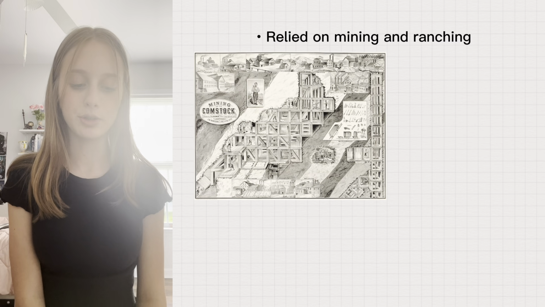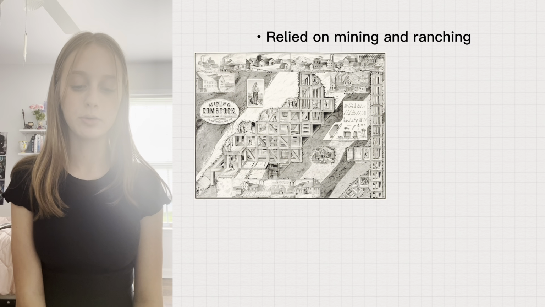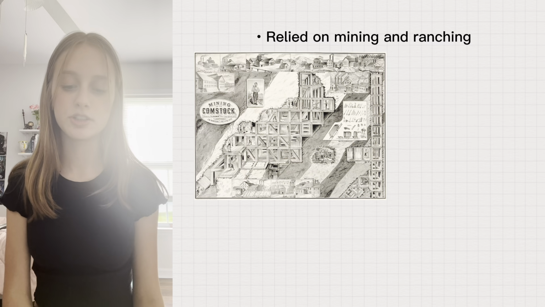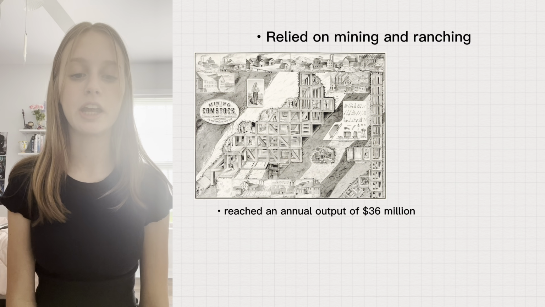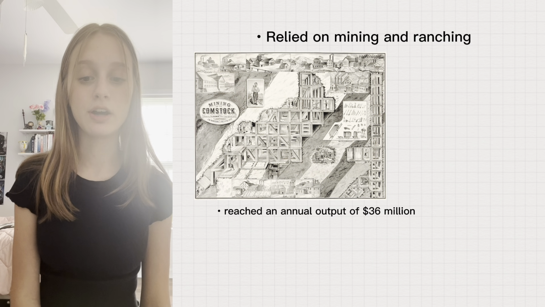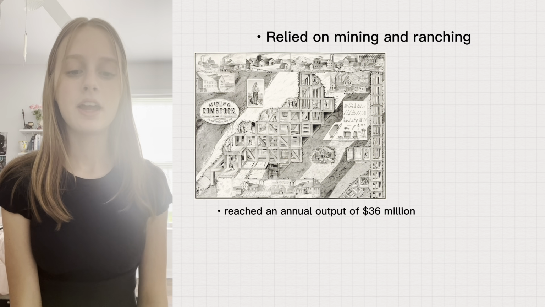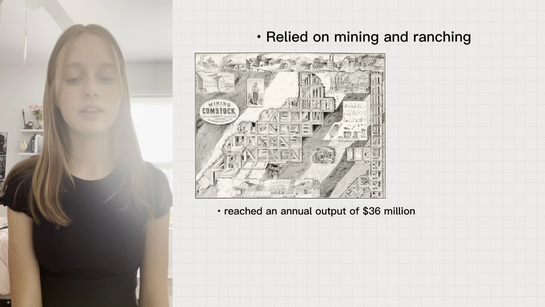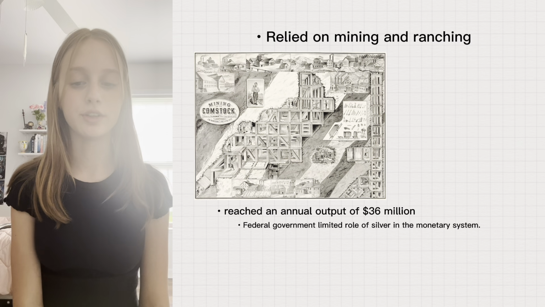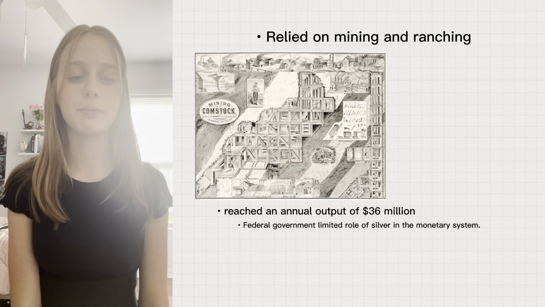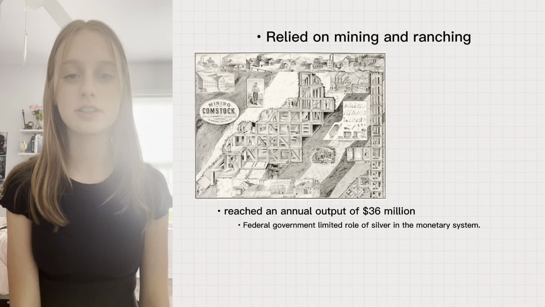The Comstock lode, which is a lode of silver ore located under the eastern slope of Mount Davidson, reached an annual output of $36 million in silver in 1878. However, in the 1870s, the federal government limited the role of silver in the monetary system. This shut down many thriving mines and turned communities into ghost towns.